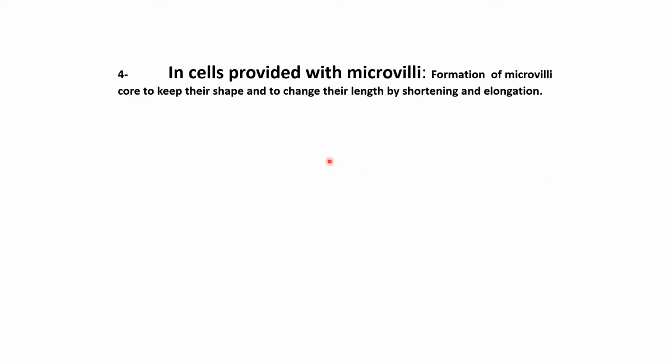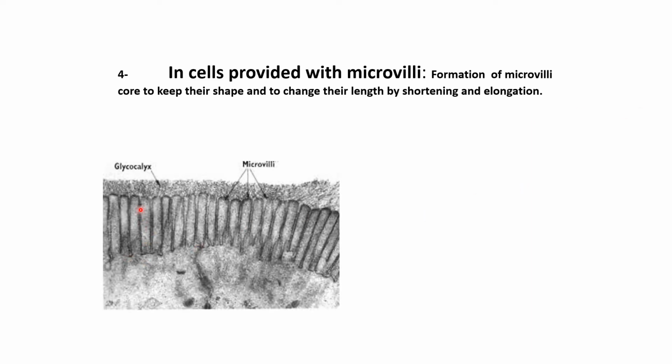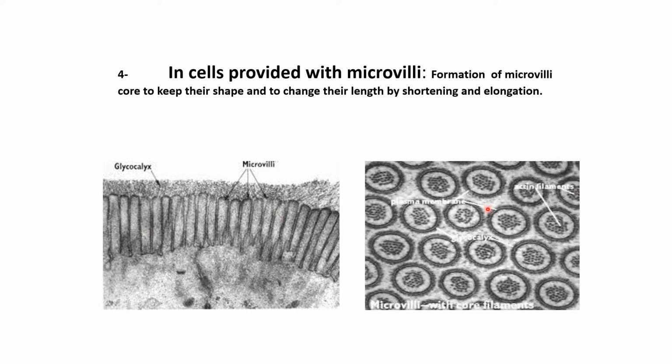Actin plays an important role as it is present in the microvilli, forming the core of the microvilli, keeping the shape and allowing change in the length, shortening and elongating. Here, dear students, are the microvilli. The core of the microvilli is formed of actin filaments. These actin filaments maintain the shape of the microvilli and allow the elongation and shortening of the microvilli for better absorption. This is a TS section in microvilli. This is the cell membrane and these are the actin filaments.